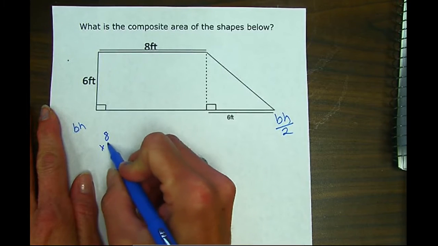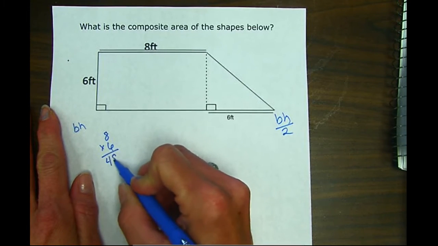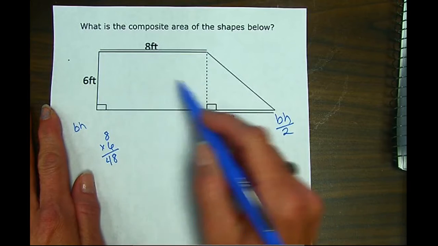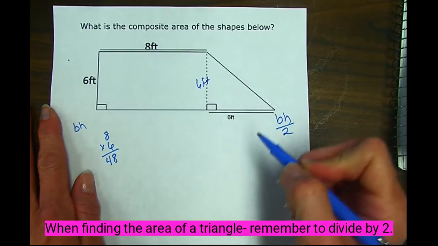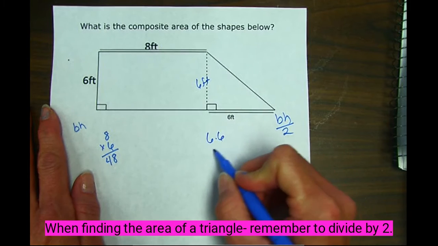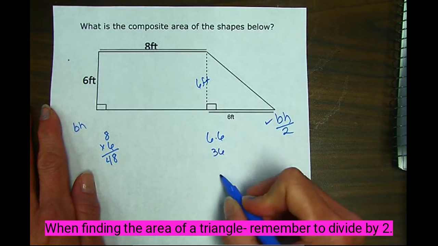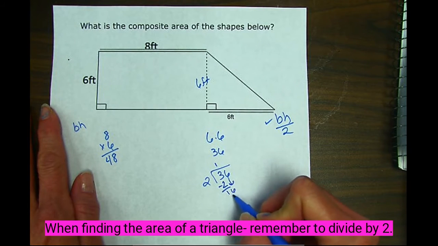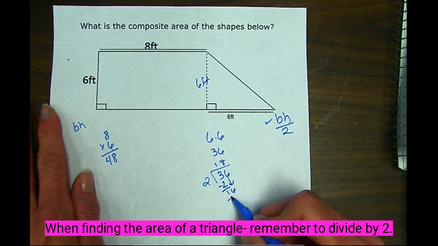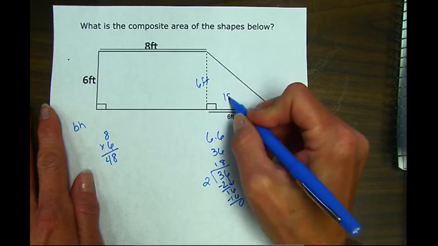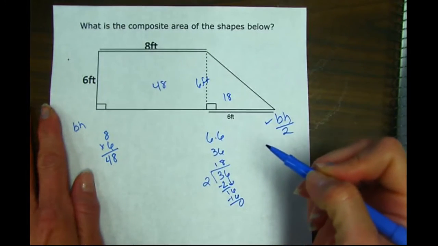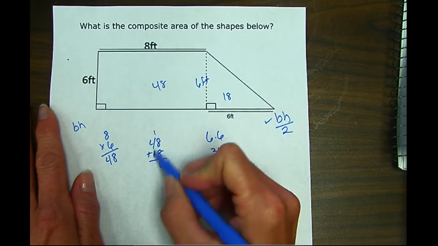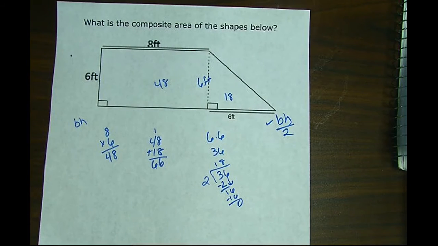So we're going to do 8 times 6, which is 48. And then we come over here, and it doesn't look like we have a height here, but we look, the opposite sides are congruent and parallel, so this is 6 feet also. So we're going to do 6 times 6, which is 36. That's the step. But now we have to divide by 2. So 36 divided by 2. That goes in 1 time. Bring that down. 2 goes into 16 8 times. So we know that our triangle is 18, our rectangle is 48. Composite means to add them. So we're going to do 48 plus 18, so 66 square feet.